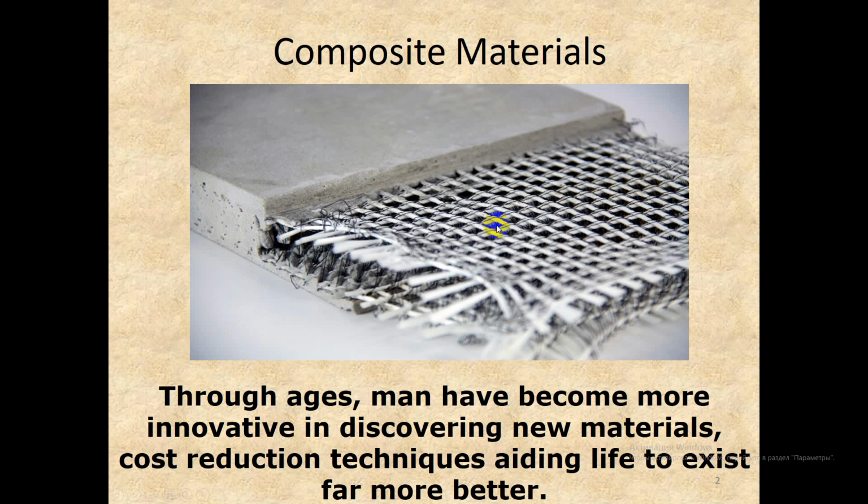Composite materials. Through the ages, men have become more innovative in discovering new materials, with cost reduction techniques adding life to existing ones. We have seen that man has perhaps 40,000 to 80,000 different materials at his disposal.